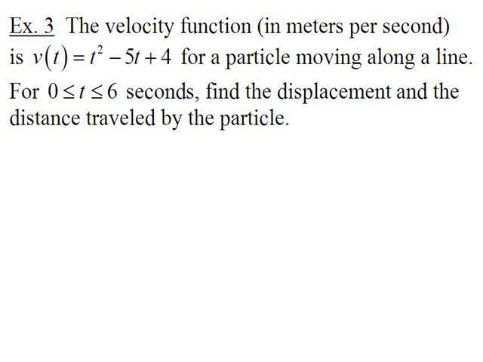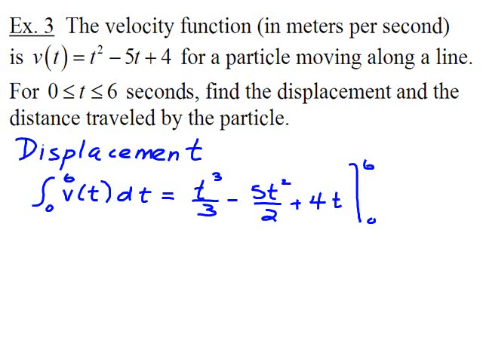In example 3, we're asked to find the displacement and distance traveled by a particle with velocity t squared minus 5t plus 4. On the last slide, we saw from the net change theorem that the displacement of the particle will be the integral of the velocity. The integral of this velocity is t to the 3rd over 3 minus 5t squared over 2 plus 4t. Evaluating at 6 gives me 216 over 3 minus 5 times 18 plus 24.